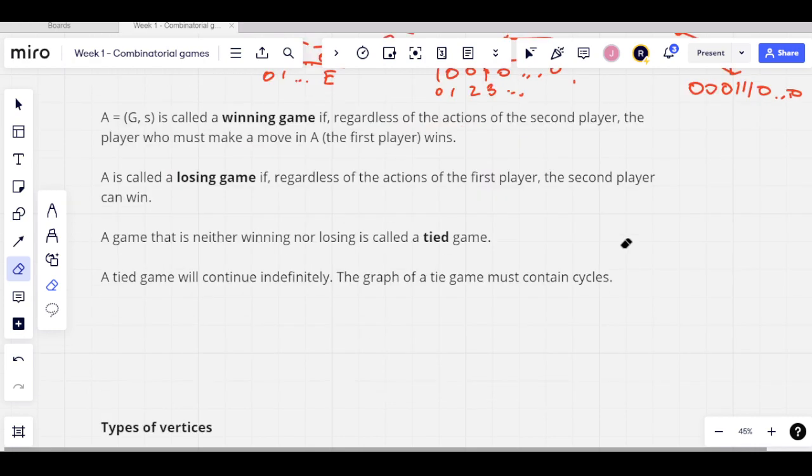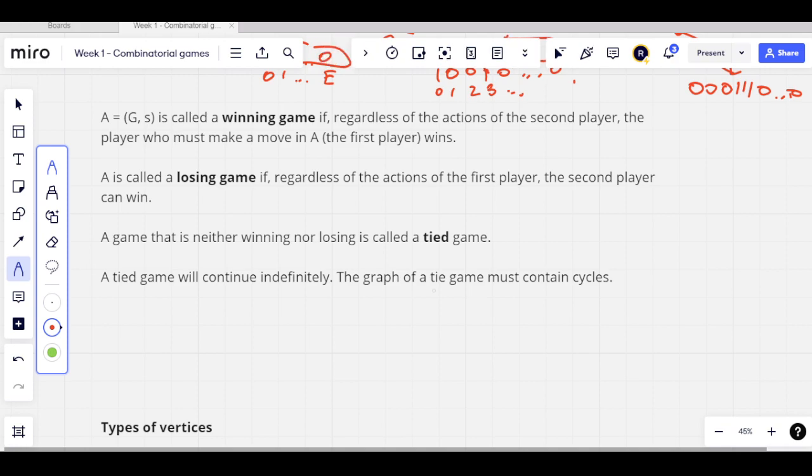Next, we can classify our games like winning game, losing game. If we have some game and an initial vertex, we can classify it like this. But notice that if our graph contains a cycle, our game can be tied. What does it mean?